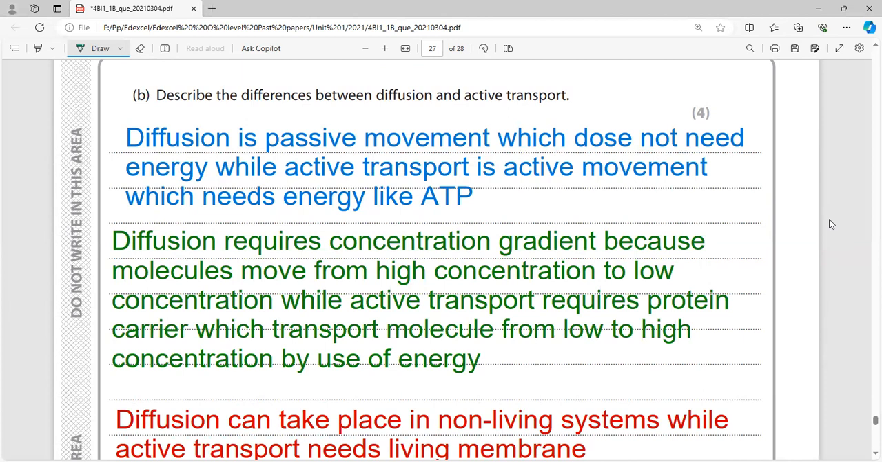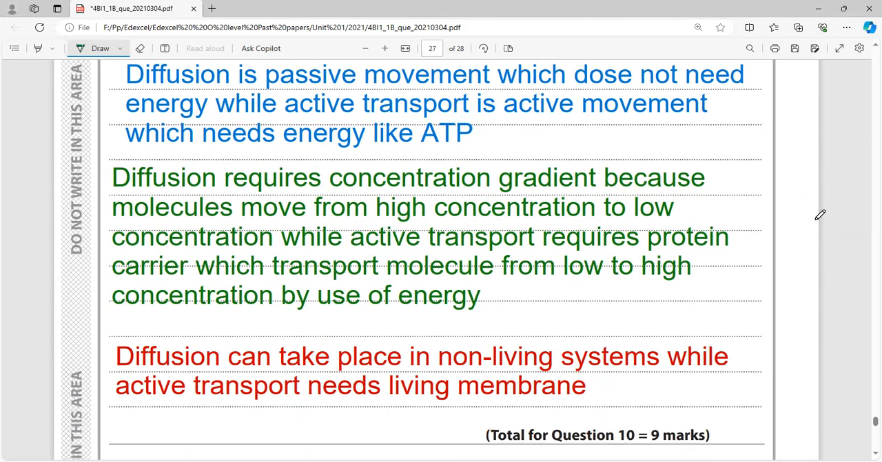So the first difference, for example: diffusion is a passive movement which does not need energy, while active transport is an active movement which needs energy, like ATP. So that's your 2 marks here. You need to describe the difference by defining diffusion and active transport. Now, for the second 2 marks, diffusion requires a concentration gradient because molecules move from higher concentration to lower concentration. While in active transport, the molecules move from lower concentration to higher concentration by use of energy. So that's a further 2 marks. So you can secure 4 marks here.